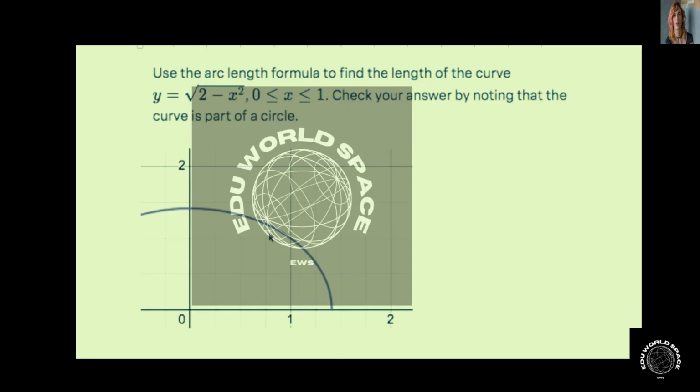And then we're going to check our answer by noticing that this calculation is part of a circle. And so we're going to solve it just a little bit differently.